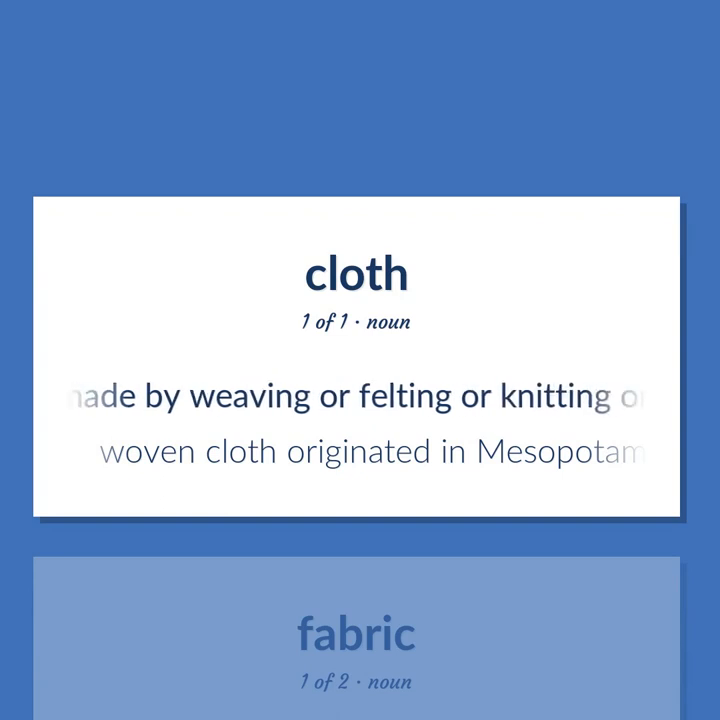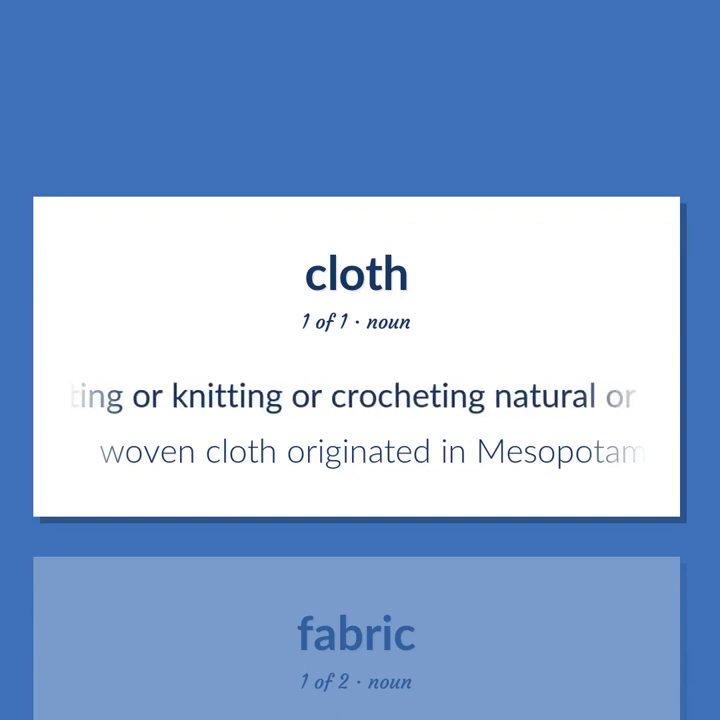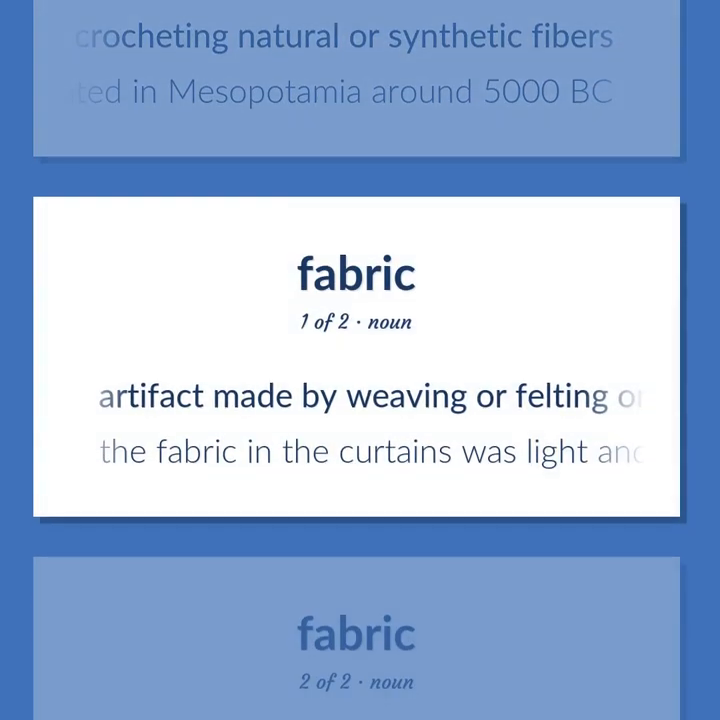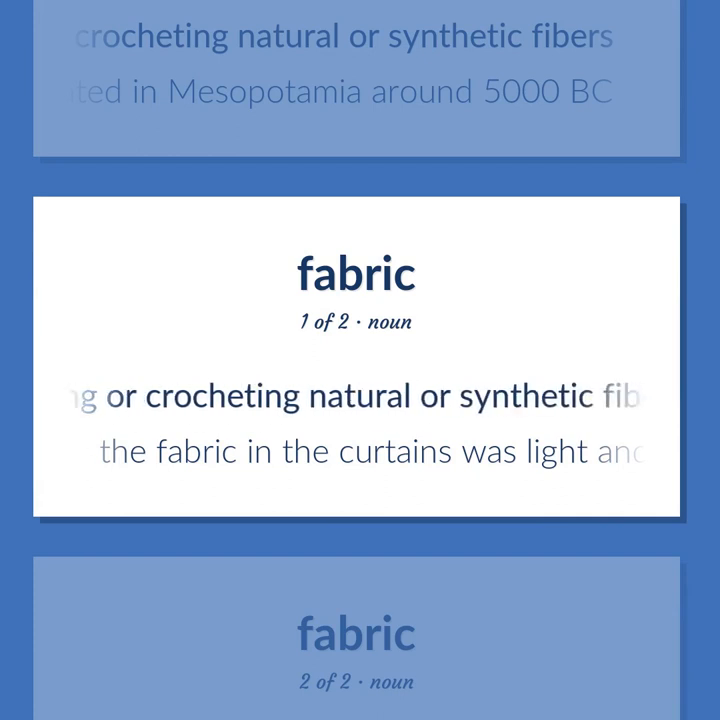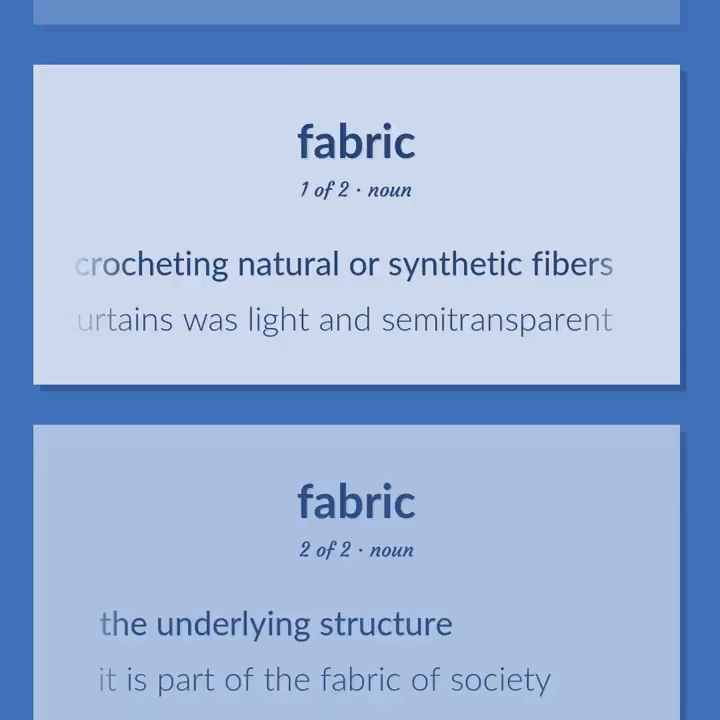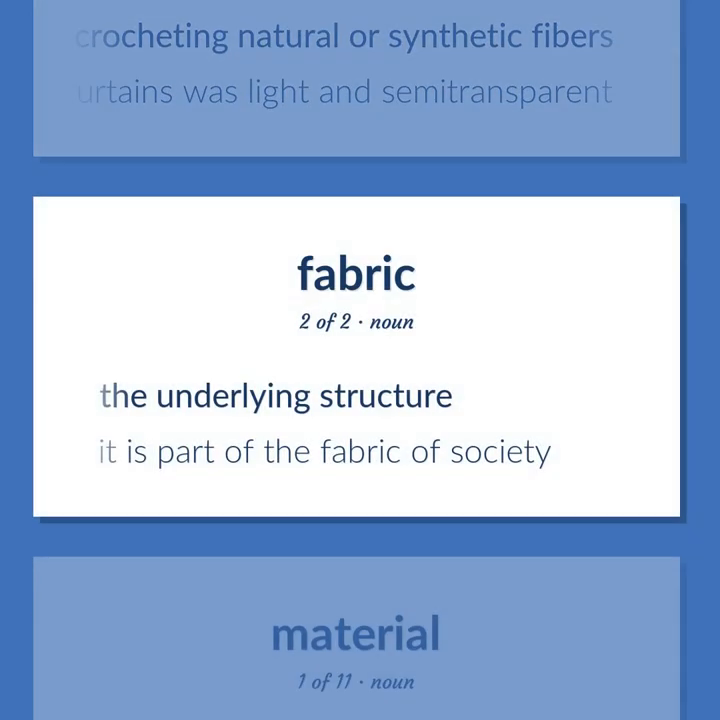Artifact made by weaving or felting or knitting or crocheting natural or synthetic fibers. Woven cloth originated in Mesopotamia around 5000 BC. The fabric in the curtains was light and semi-transparent. The underlying structure. It is part of the fabric of society.